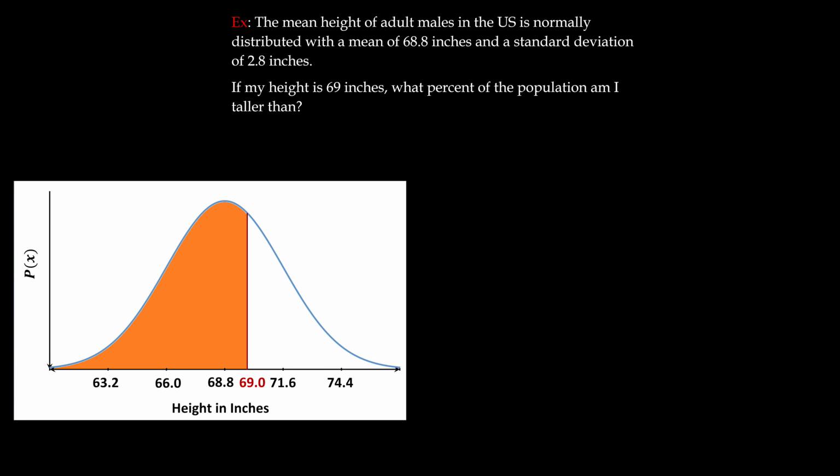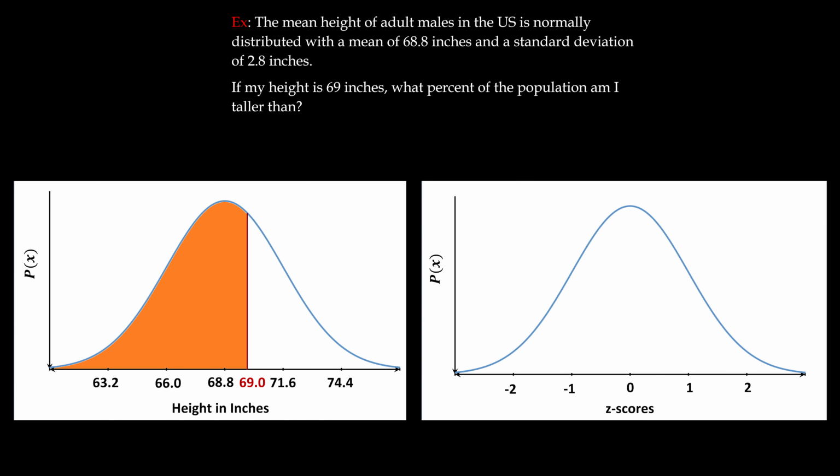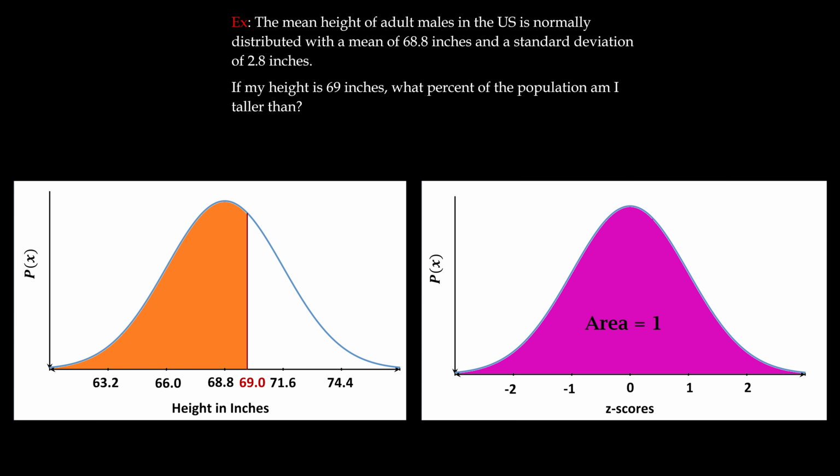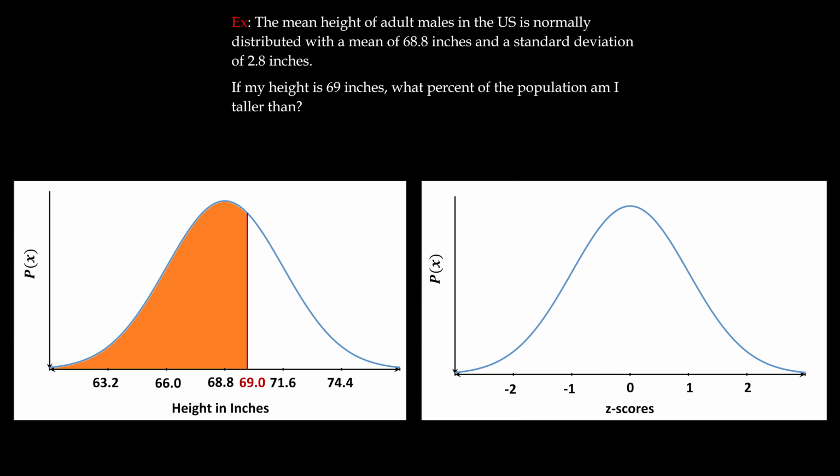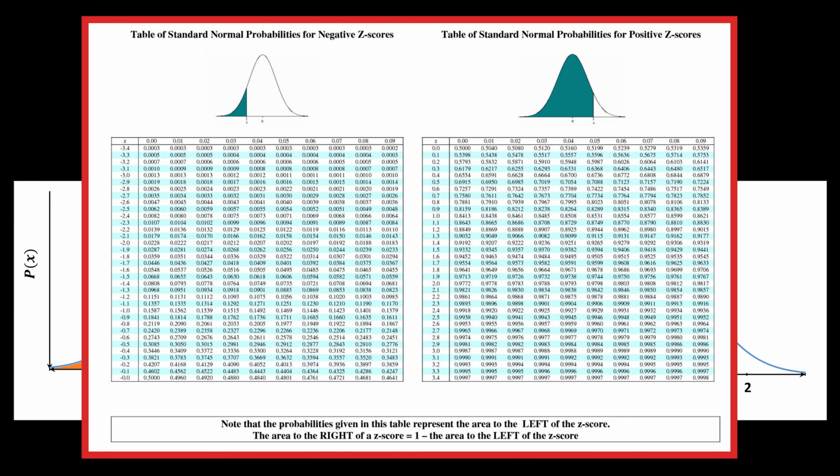Luckily, in the last video, we learned how to calculate the area under a standard normal distribution. A standard normal distribution is a normal distribution which has values measured in z-scores and has a mean of 0 and a standard deviation of 1. Also, the total area under the curve is equal to 1. We also learned how to use the z-table to find the area of certain parts of the standard normal distribution.